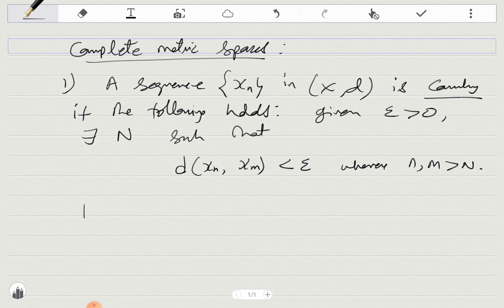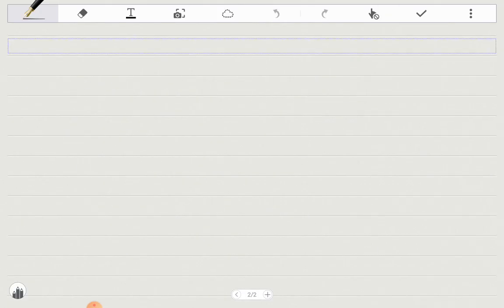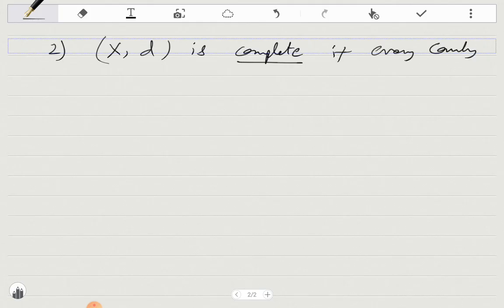So, a proposition. If Xn converges to some P, then Xn is Cauchy. In other words, convergent sequences are certainly Cauchy. The interesting thing is the other way around. A metric space is said to be complete if every Cauchy sequence converges.